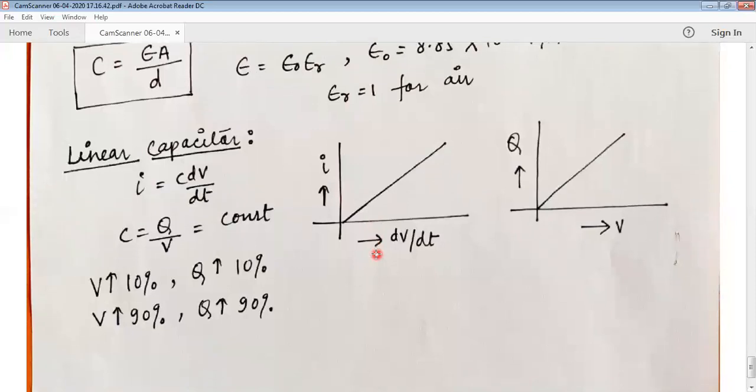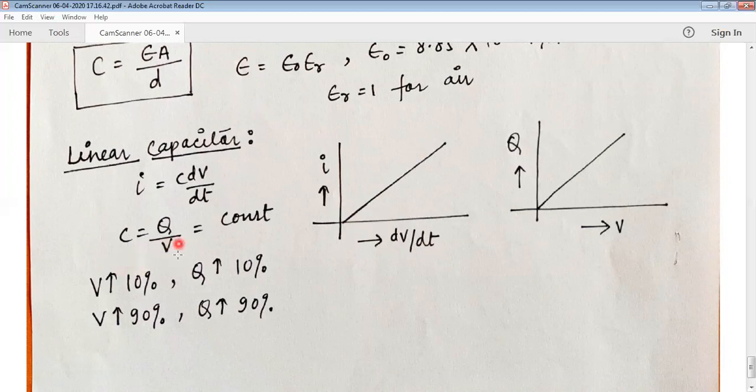So what is a linear capacitor? When the capacitance of the capacitor is independent of the voltage magnitude, then the capacitor is called a linear capacitor. So I equal to C dV by dt. If this C is always constant, then that capacitor will be called a linear capacitor. See here, the relation between I and dV by dt is constant, this C here. So for a linear capacitor, the relation between I and dV by dt will be like this.